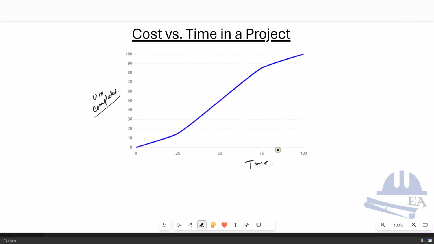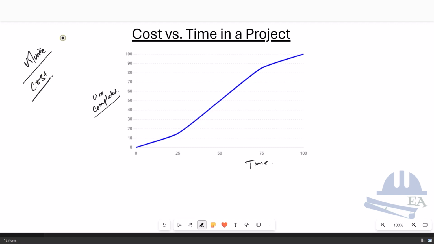Okay, so how do you measure the time? You can measure the time in days, weeks, months, and years. Normally, you can take months, okay? And how do you measure the work? The work you can measure in volume. But measuring all the work in volume and then getting the percentage of completion of the work is difficult in terms of volume. So what we do is that we measure the work in terms of the cost.